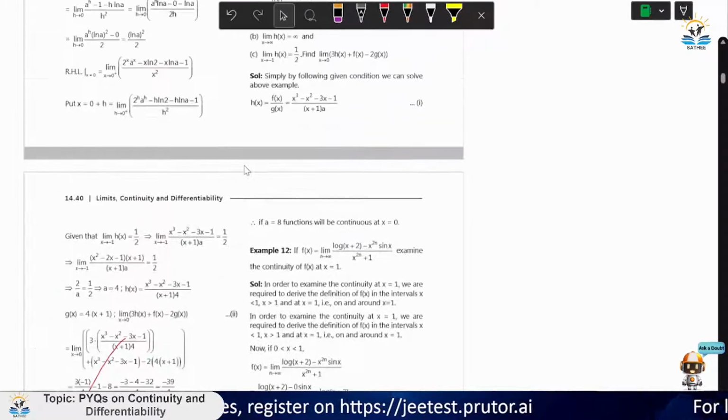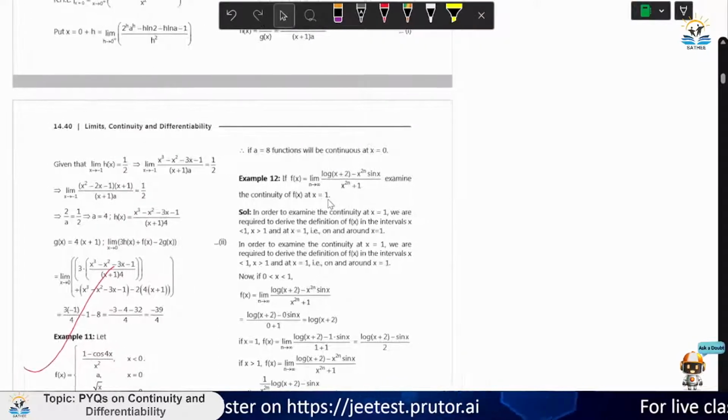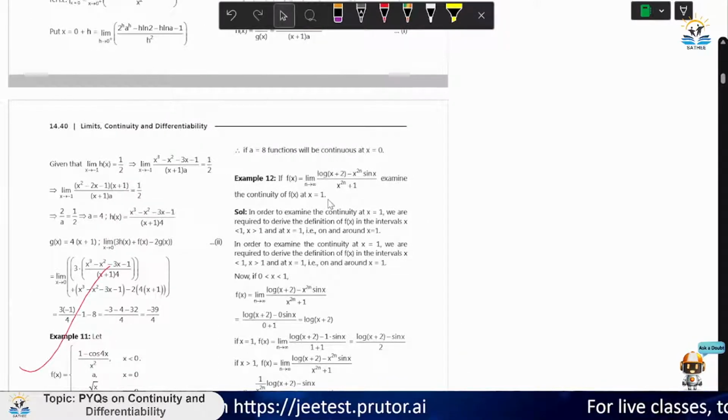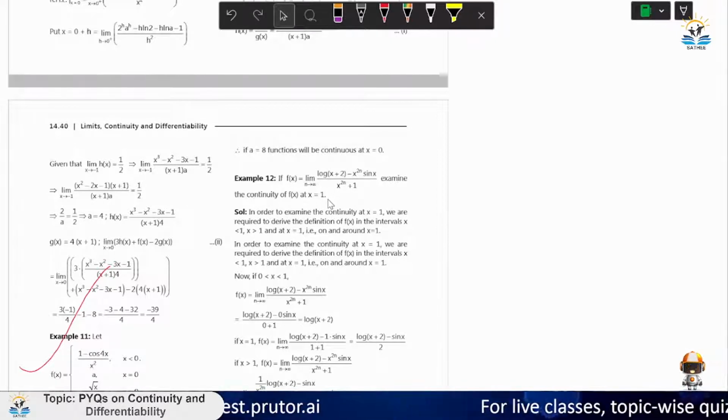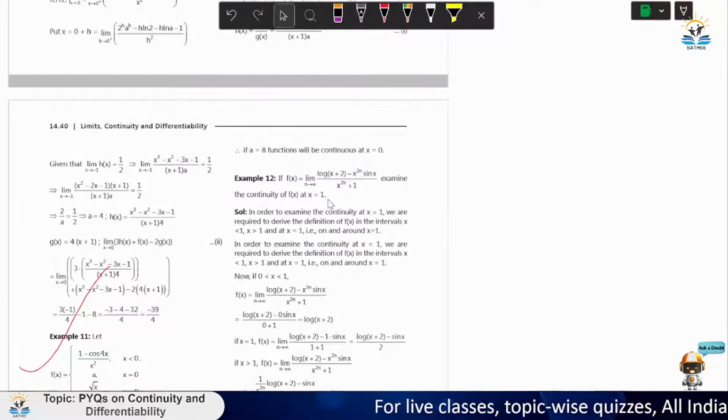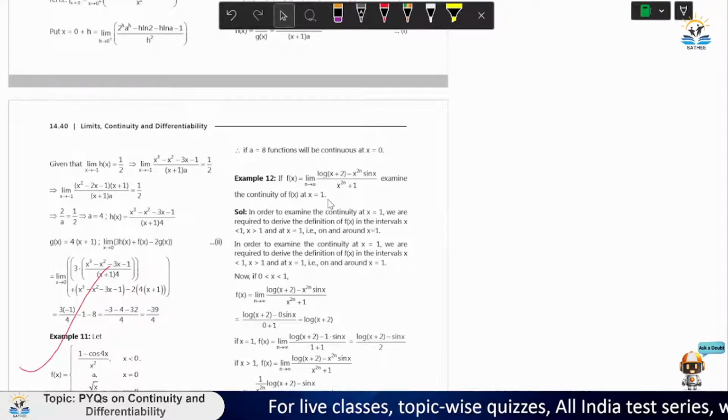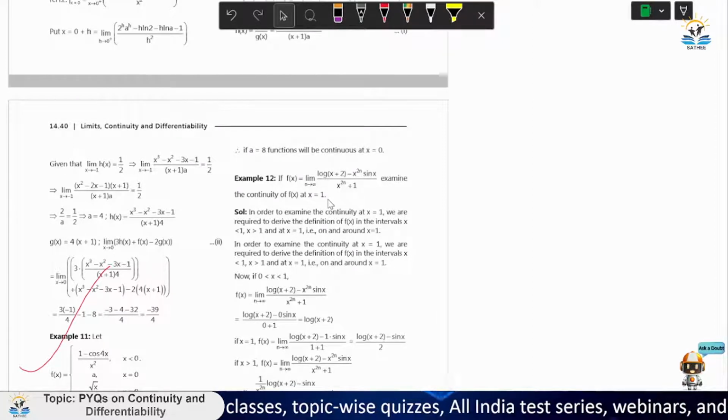Now moving to the next part, we have the 12th question, that is f of x is equal to limit n tends to infinity of log of x plus 2 minus x to the power 2n sin x upon x to the power 2n plus 1. And we have to examine the continuity of f of x at x is equal to 1. So let's check. But this is a slightly messy question.